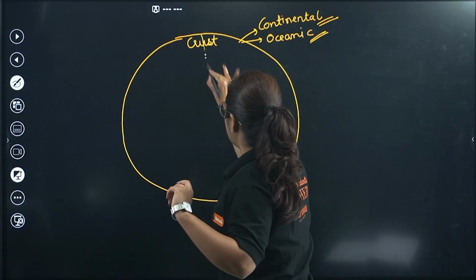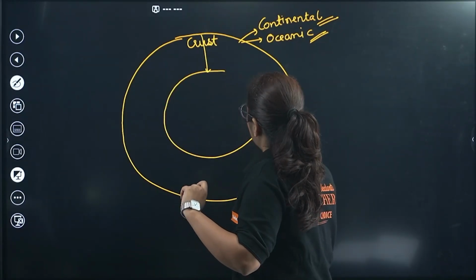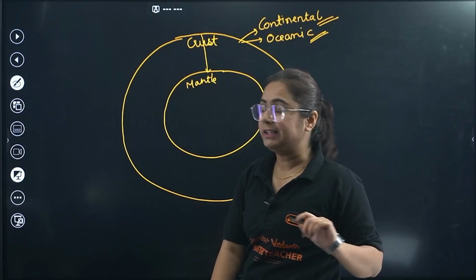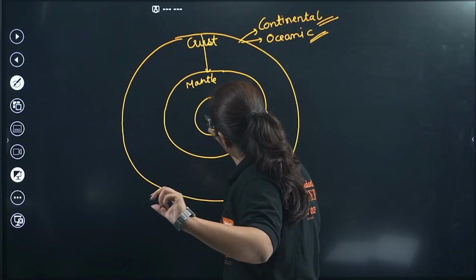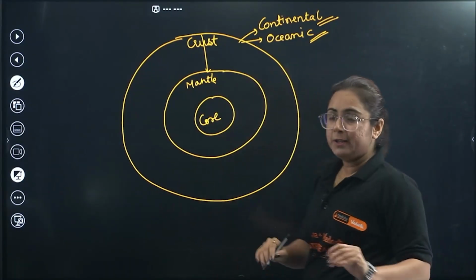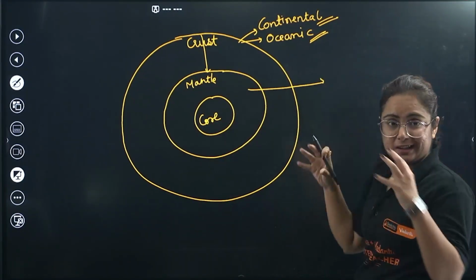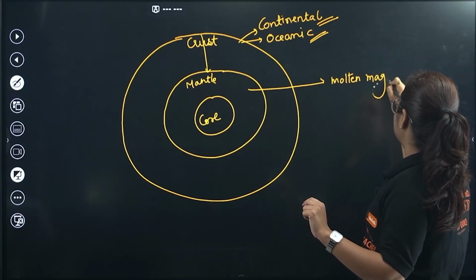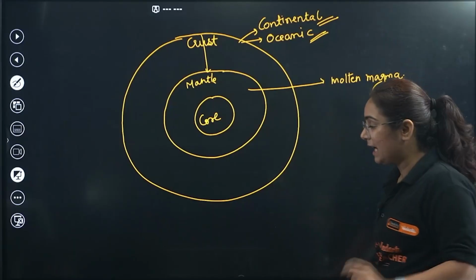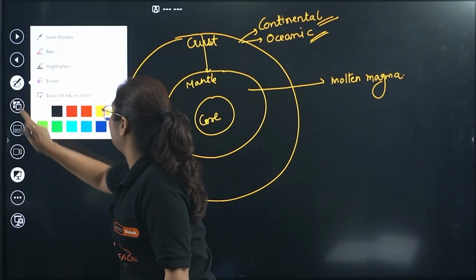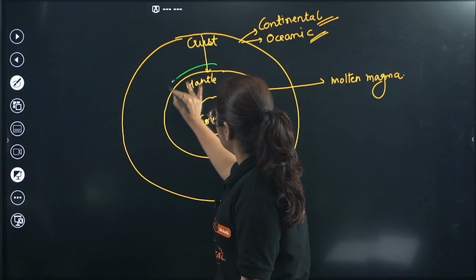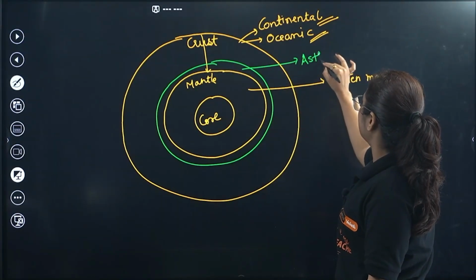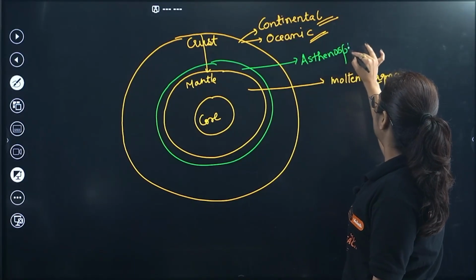Then when you go inside the earth, you will find the second layer, which is referred to as the mantle. When you go further beyond, there is the core. But my dear students, this mantle is particularly in the form of molten magma. In between the crust and mantle lies a layer which is referred to as the asthenosphere. This again is molten magma, right?